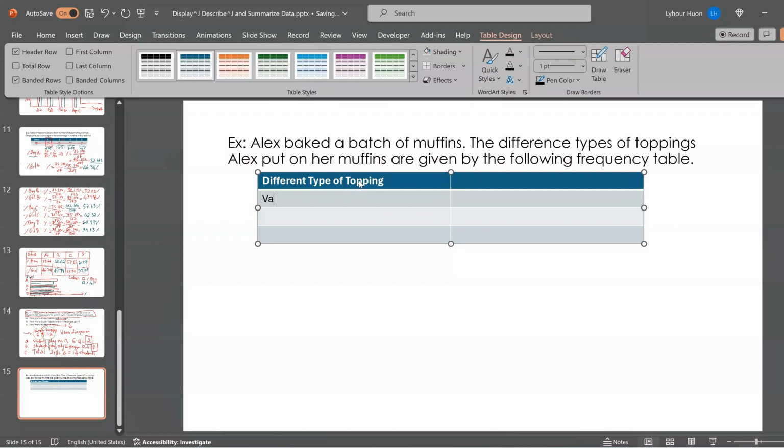This is vanilla sprinkles, M&M topping. Vanilla sprinkle, M&M's, and M&M's.